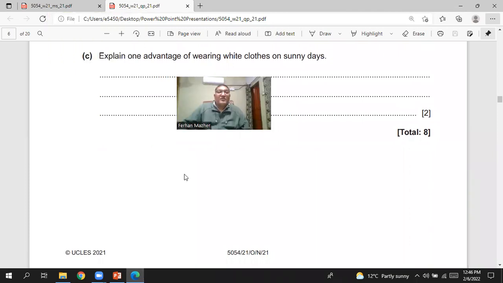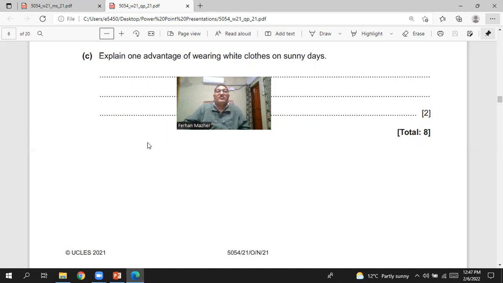He says, explain one advantage of wearing white clothes on sunny days. You know, the white color is a bad absorber of the infrared radiation. So what will happen on a sunny day, if you are wearing white clothes, the clothes will absorb a lesser amount of the thermal energy or lesser amount of the infrared radiation. So the person who is wearing those clothes will feel cooler.